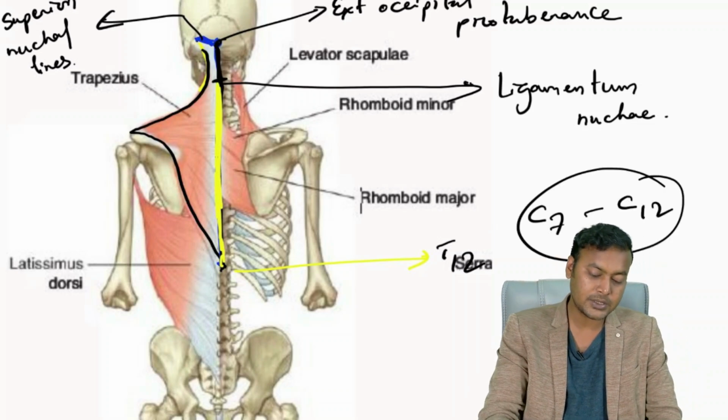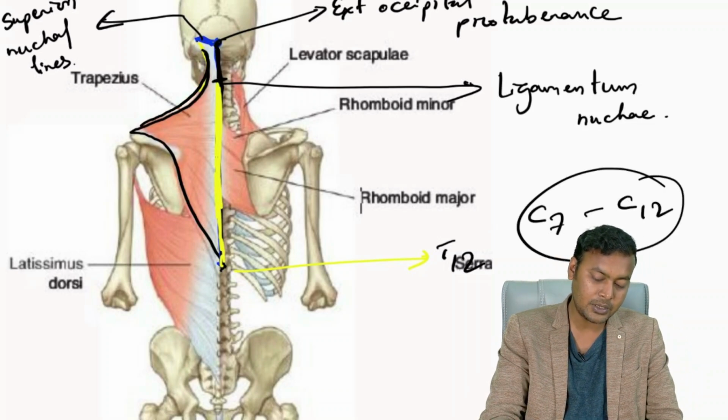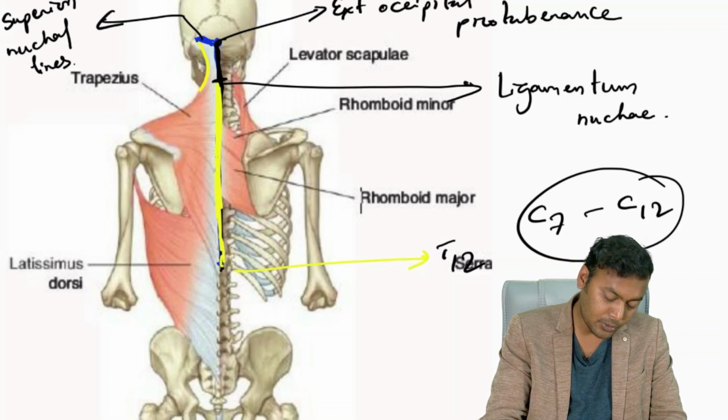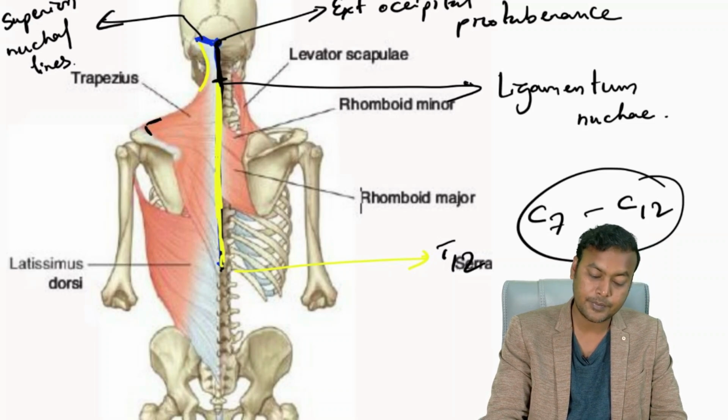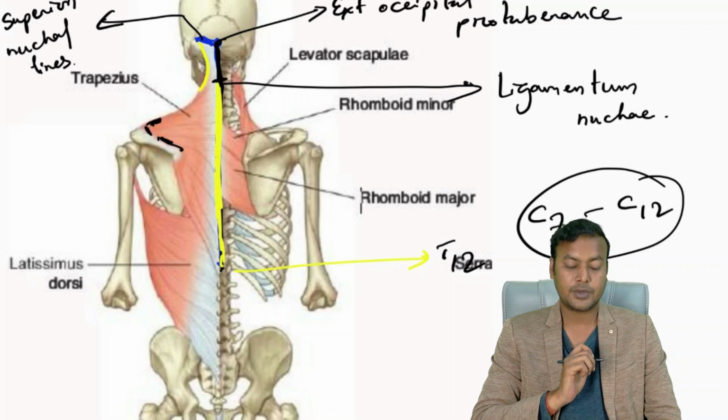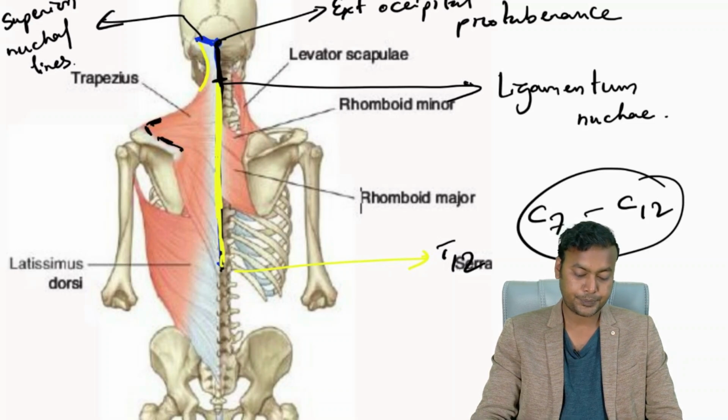Now students, you can see it is taking insertion along the spine of the scapula, along the acromioclavicular joint, and along the inner border of the lateral end of the clavicle. So it has a large insertion along the upper lip of the spine of the scapula, along the inner margin of the acromioclavicular joint, and also along the inner margin of the lateral end of the clavicle.